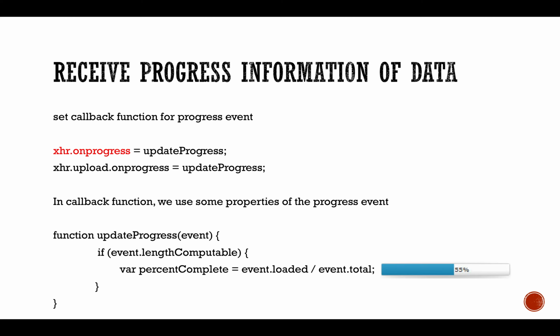We can set a callback function for the progress event. In the callback function, we use some properties of the progress event. In the above case, event.total refers to the total bytes to be transferred. Event.loaded means bytes transferred. If event.lengthComputable is false, then event.total will be 0. You can create a graph in HTML and then grab the progress data and display it as a graph.